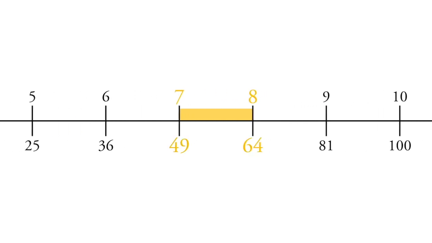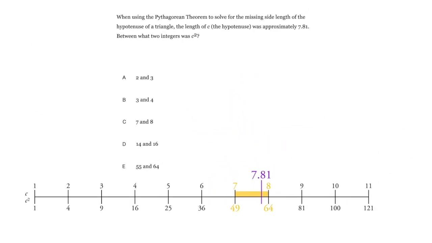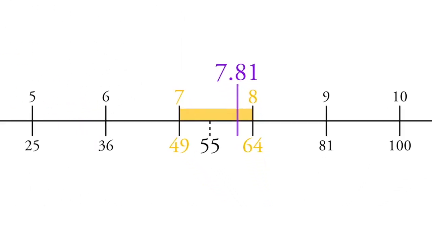And so we know our answer is going to be somewhere between 7 squared and 8 squared, since our length of the hypotenuse is 7.81, which falls about here. So it's going to be between 49 and 64. And we can look at this and say, okay, it's still pretty easy. It says 55 and 64. But we know it's going to be closer to the 64 because it's closer to the 8.